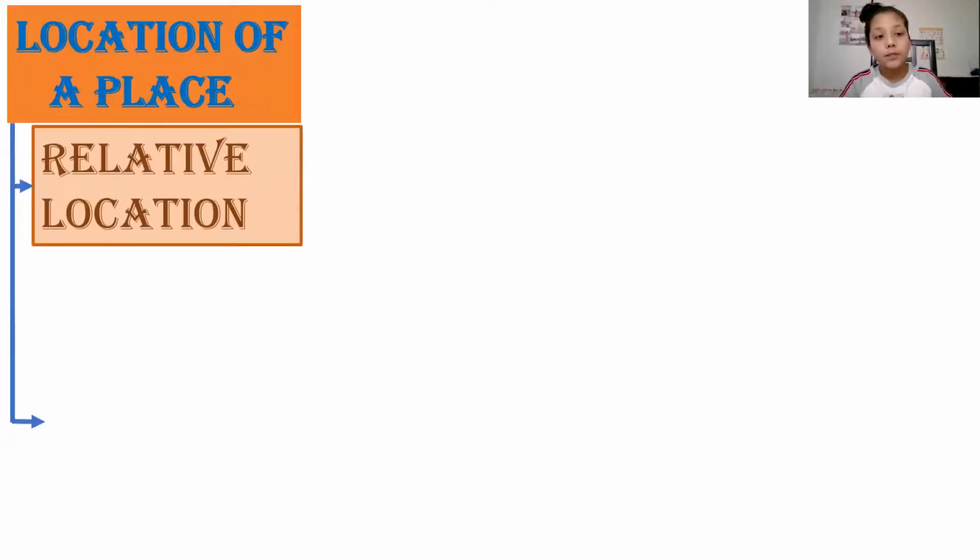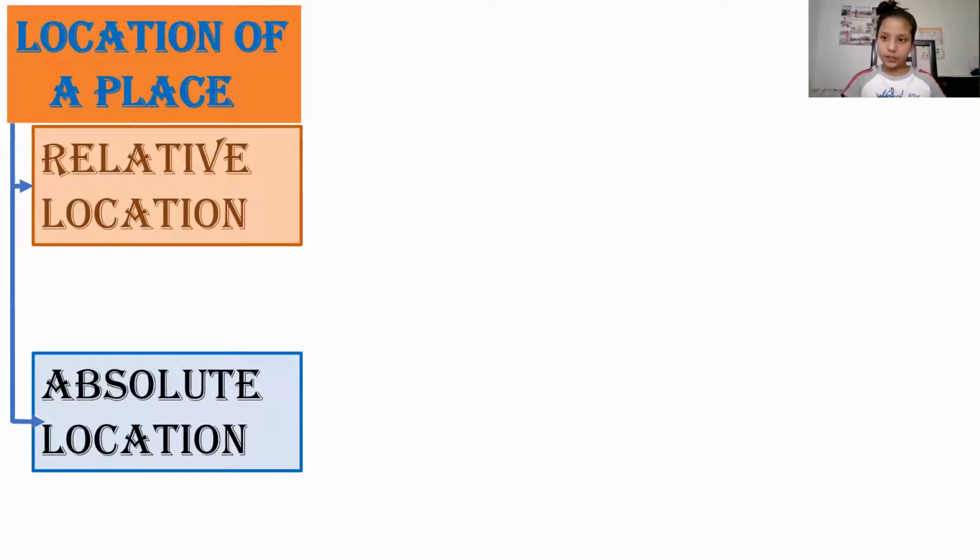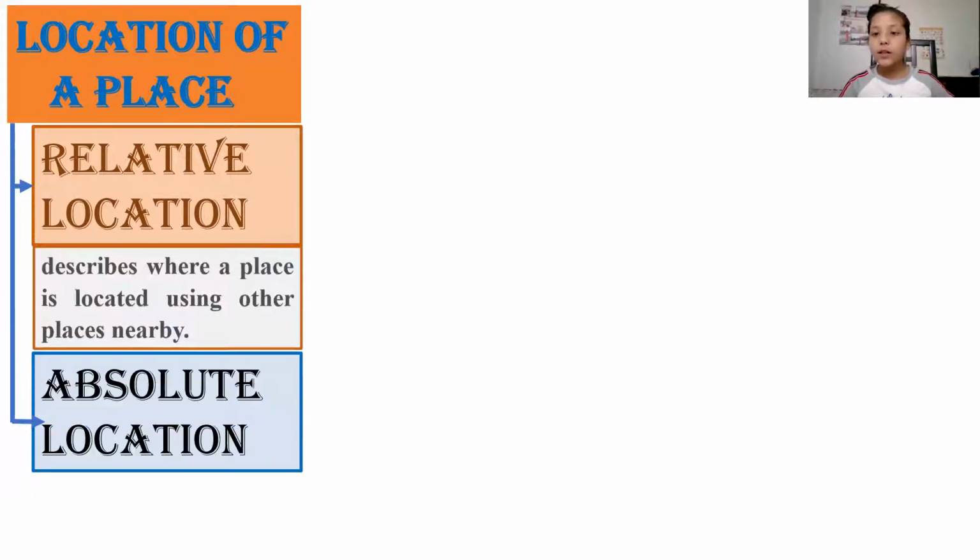Location of a place. So, what is location of a place? Location of a place tells where a place is situated. There are two ways you can tell it: relative location and absolute location. What is relative and absolute location? Relative location describes where a place is located using other places nearby.